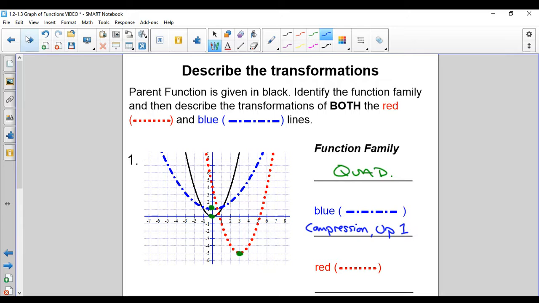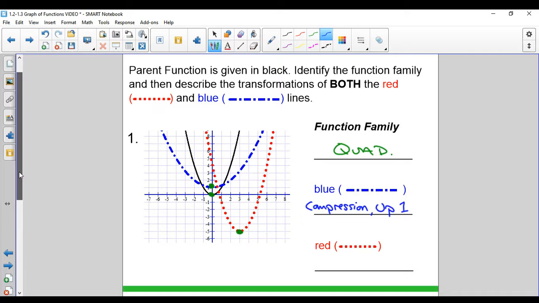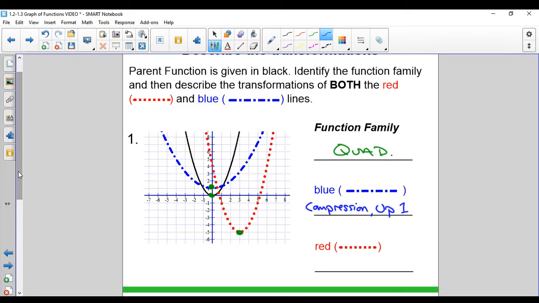Now this one, there's no stretch or compression on this one. It's just a normal graph. We're moving left or right, up and down. In this case, we're moving right 3, and down 5. And that's our only shifts here. Got a couple more.